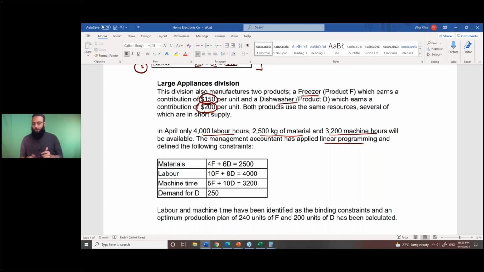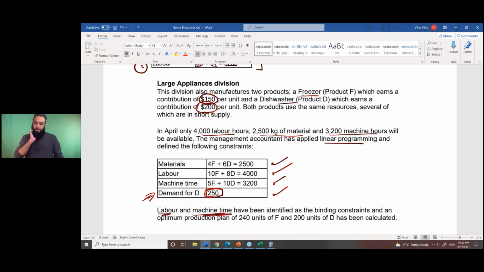Okay. So in fact, 4 limiting factors are here. 4, not 3, 4. Material is a resource one, labor, machine time, and also there is a demand-based limiting factor, that D maximum can be 250. Demand-based limiting factor as well. 4 limiting factors.